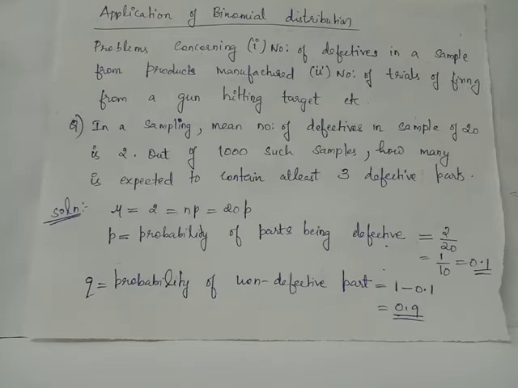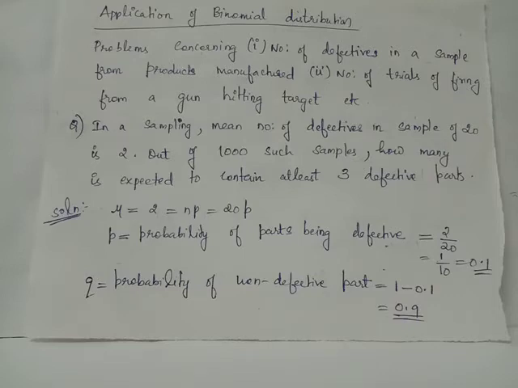Out of 1000 samples, how many is expected to contain at least 3 defectives? Since mean for a binomial distribution is given by mu equals np, we have mu equals 2 equals np, where n equals 20. Therefore, 20p can be equated to 2, from where we have p equals 2 by 20, which is 0.1. Here, probability of success is probability of the part being defective from the samples, and q will be the probability of getting non-defective part from the samples.